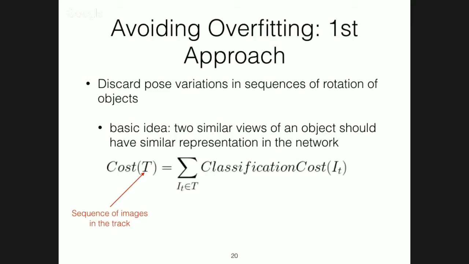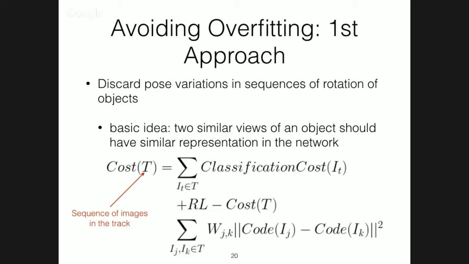So I give the object to the robot, it rotates it, and then all the images that it collects are in T. So the cost to train the network is composed of classification of individual images, plus the reinforcement learning cost that comes from the other pathway. And then here's a third cost, which is added to the two other ones, and that's the distance between the codes of the images that are adjacent to each other.